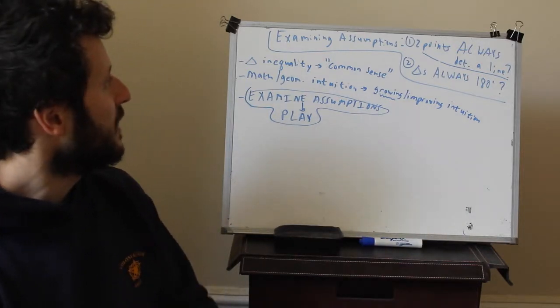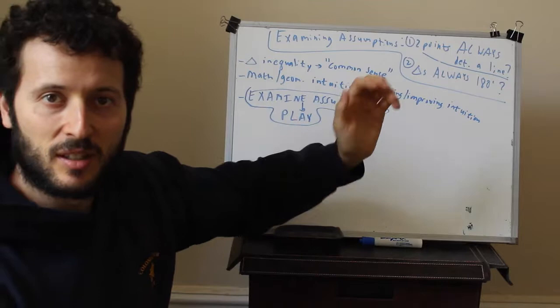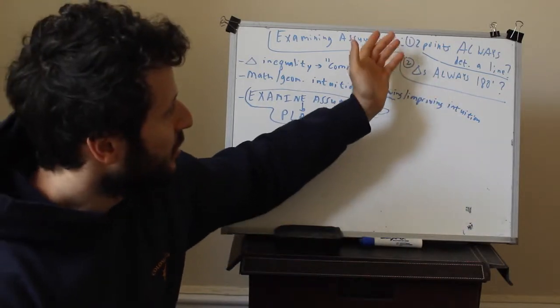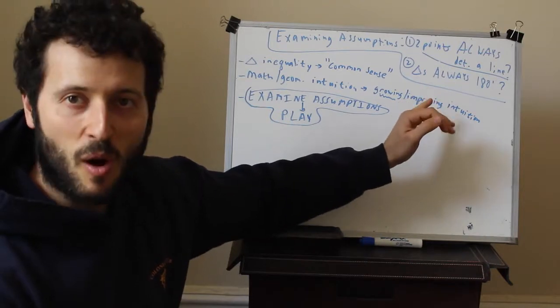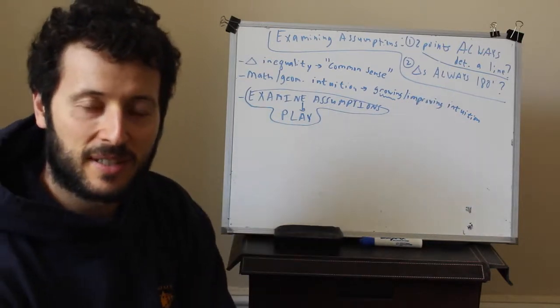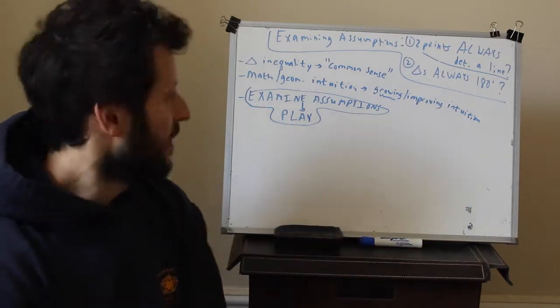So we're going to look into examining assumptions and look at the questions. Do 2 points always determine a line? And do triangles always have 180 degrees? So let's do a quick recap.